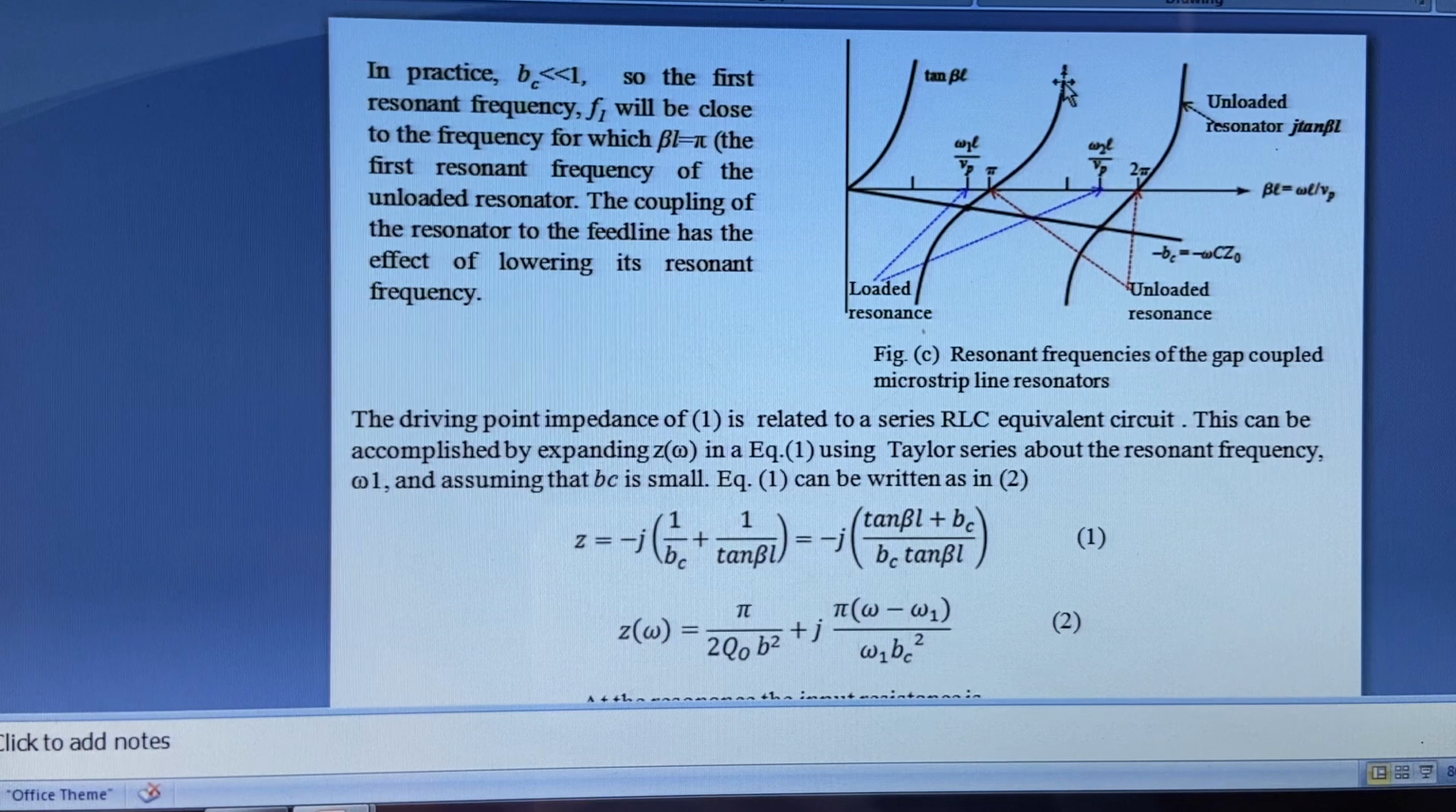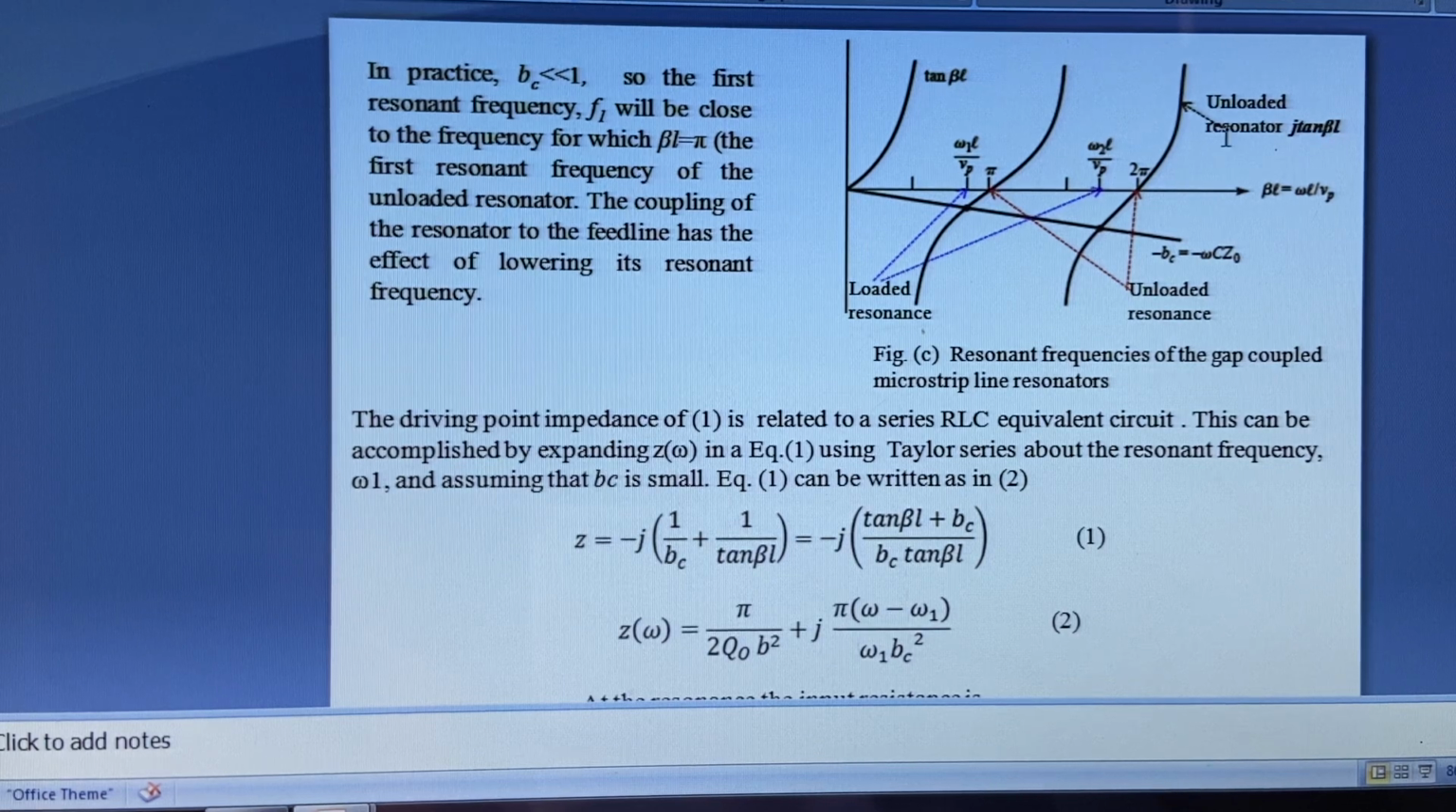These are the characteristics of this transmission line when it is uncoupled. If you consider the unloaded resonator, this is the flat, that is the J tan beta L, as for a series or short circuited lambda by 2 transmission line resonator. This is the flat resonance point. Here the resonance occurs whenever beta L is equal to pi or 2 pi or multiples of pi.